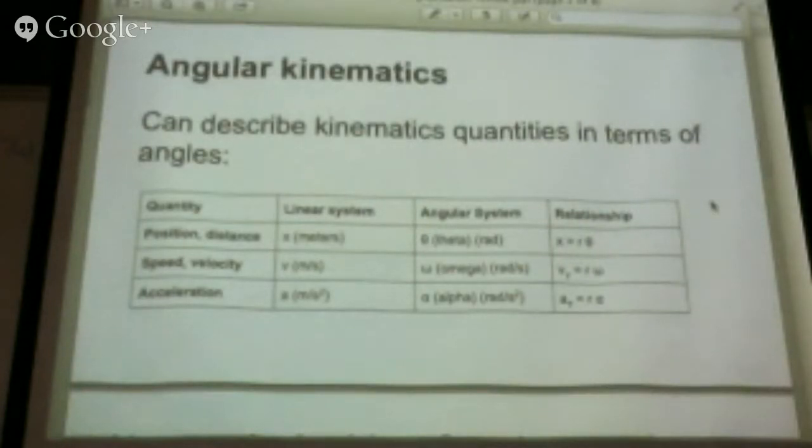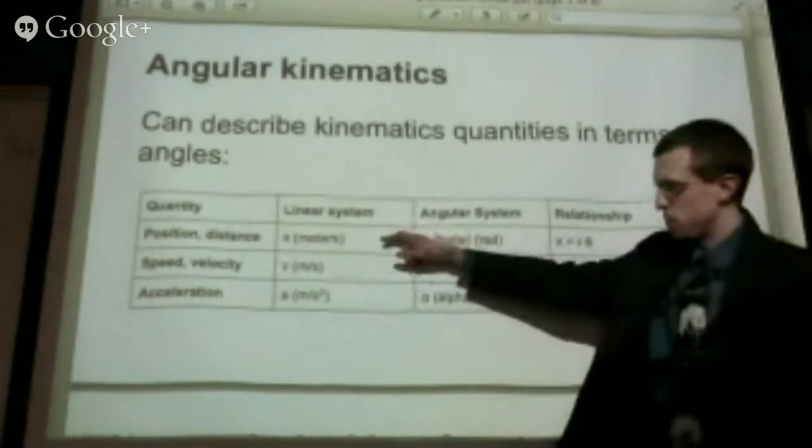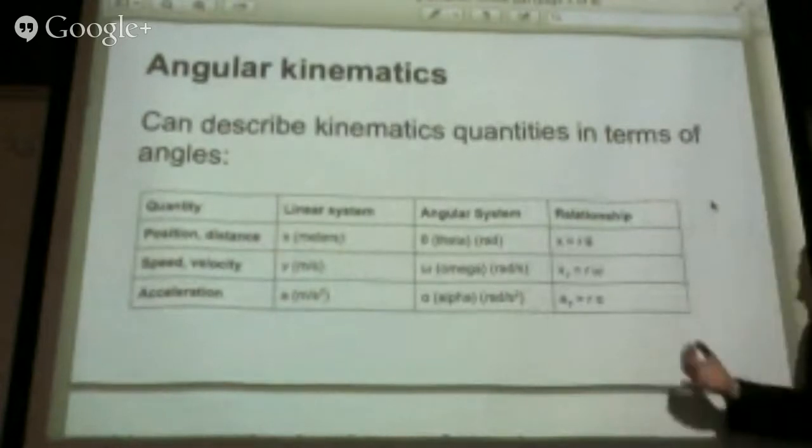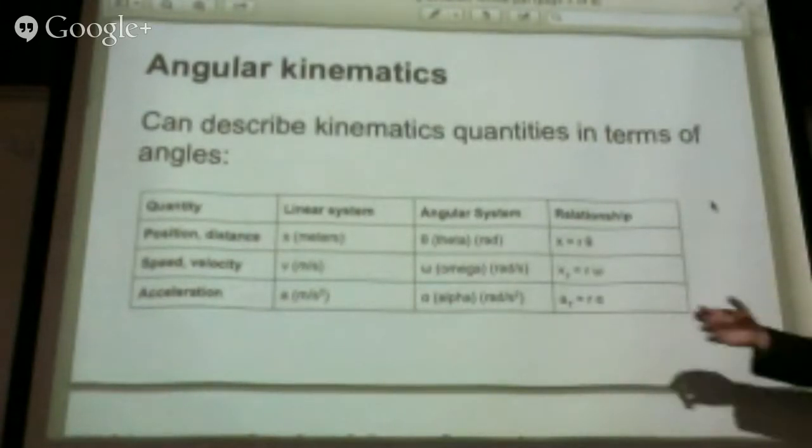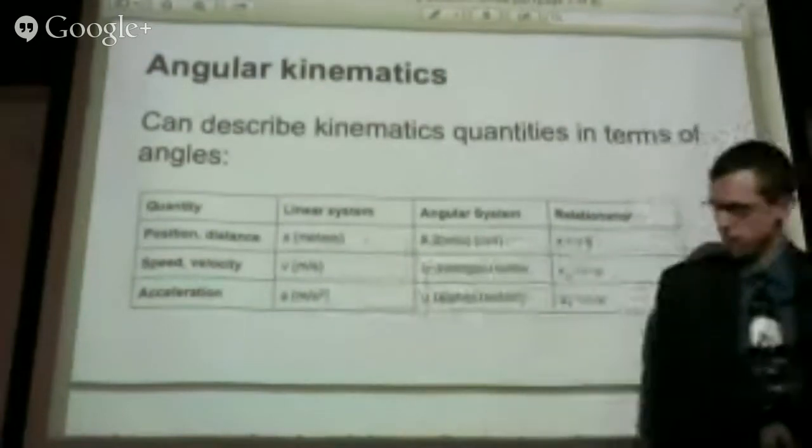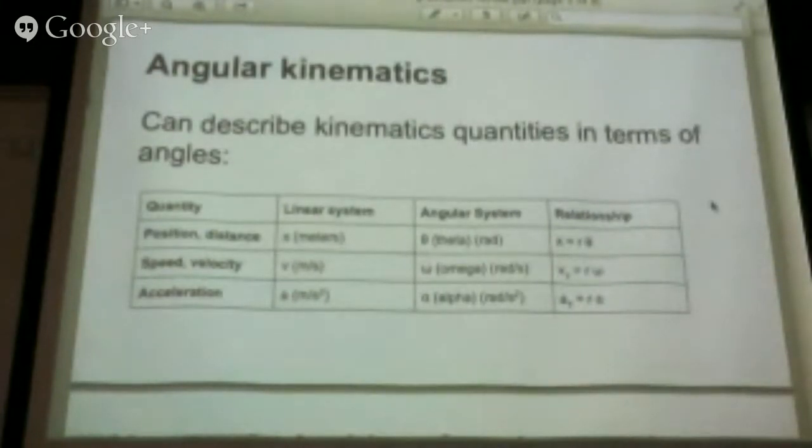Now with circular motion, and again later with rotation, we found that sometimes it's useful not to work with linear quantities like distance, position, speed and velocity, or acceleration. So not x, v, and a, but angular versions of those quantities. So not how far in meters around the circle have we gone, but how far in degrees or in radians around the circle have we gone.